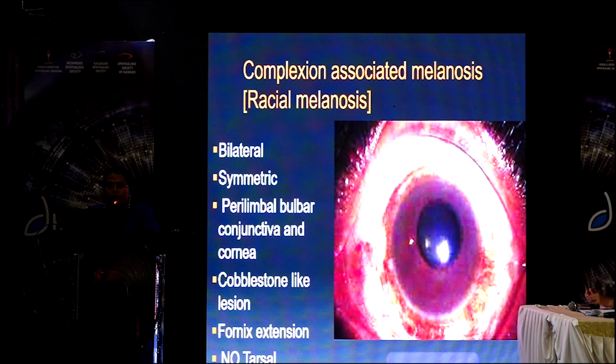Racial melanosis, or complexion-associated melanosis, is bilateral, symmetric, and perilimbal in location. The pigmentation fades from the limbus to the periphery. There can be a fornical extension. If there is an asymmetry between the two eyes, keep them on regular follow-up.